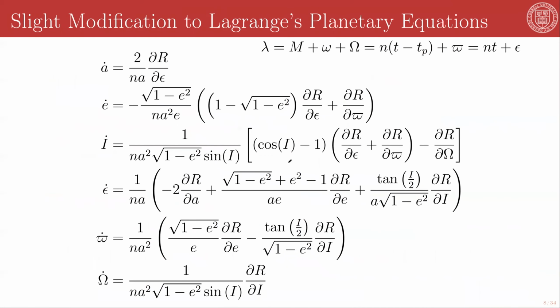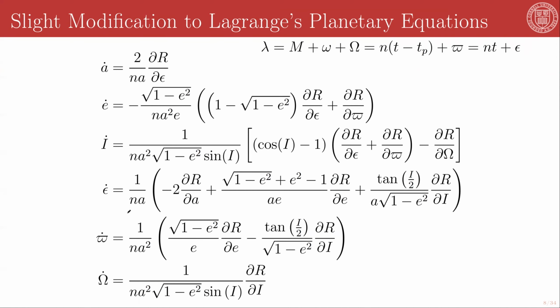In order to utilize these expanded disturbing functions, we are going to introduce a slight modification to our Lagrange's planetary equations. You will recall that in our original derivation, we found differential forms for the Keplerian elements. So the semi-major axis, eccentricity, inclination, longitude of the ascending node, argument of periapsis, and mean anomaly at epoch. In this case, we are using the mean longitude and the longitude of periapse and have defined the mean longitude at epoch. And so we can modify those original differential expressions to now be derivatives in time of these elements, epsilon dot and varpi dot.